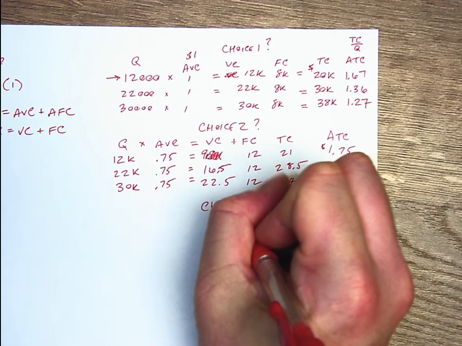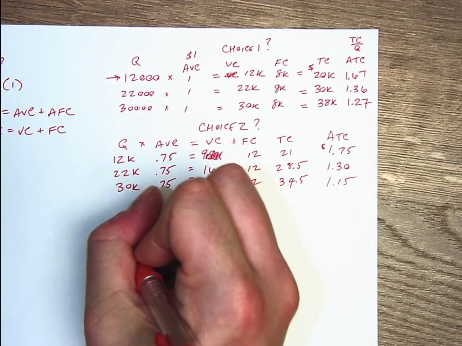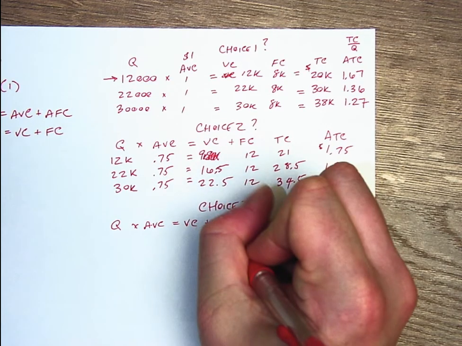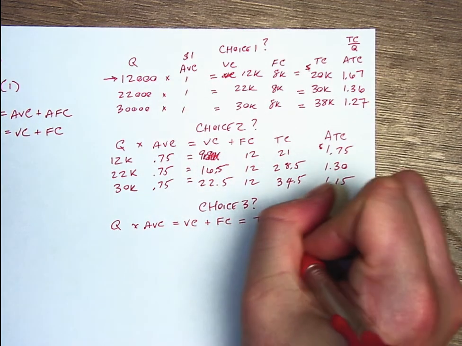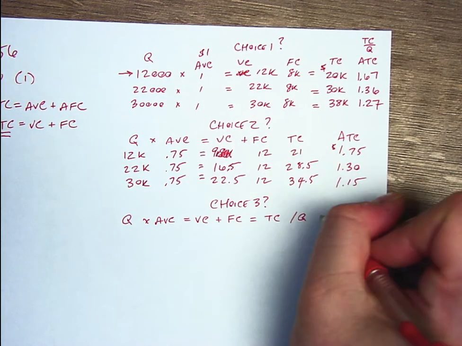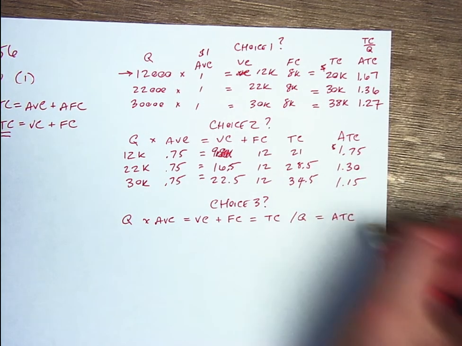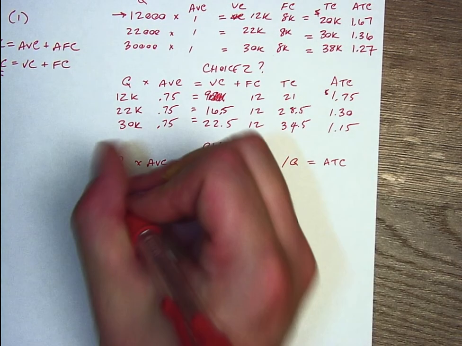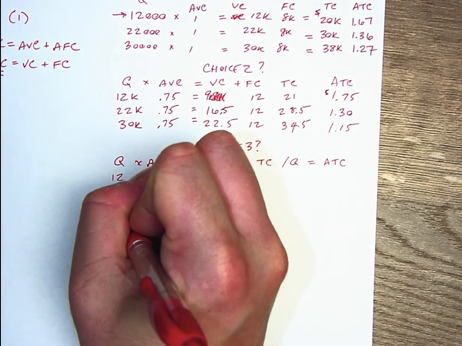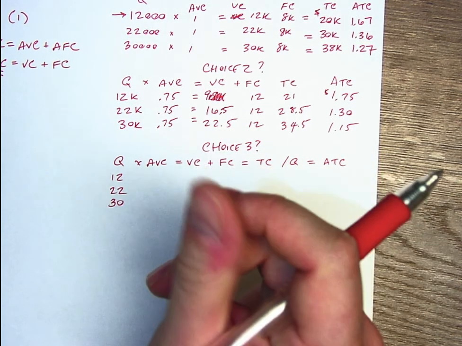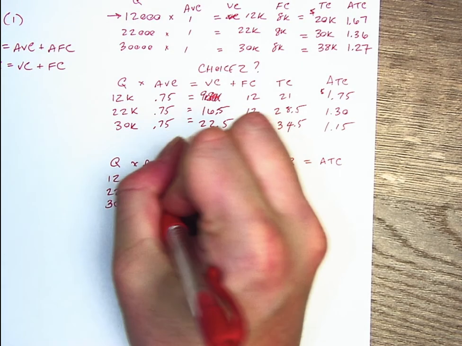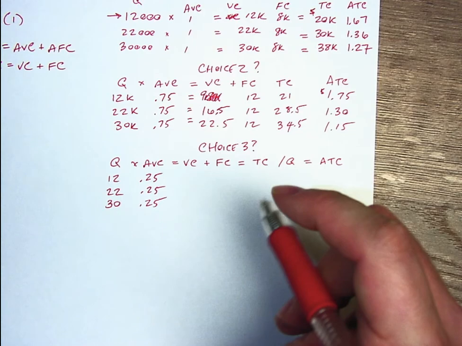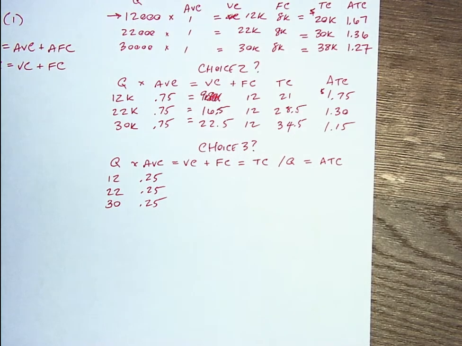Choice 3. Quantity times AVC equals VC plus the FC equals the TC, and then divide by the quantity equals the ATC. So we'll just do this. I'm going to get good at it by the third one. So this one we have 12, 22,000, 30,000, and we're given the AVC as 25 cents. So for this one, you have a little bit much simpler answer here.